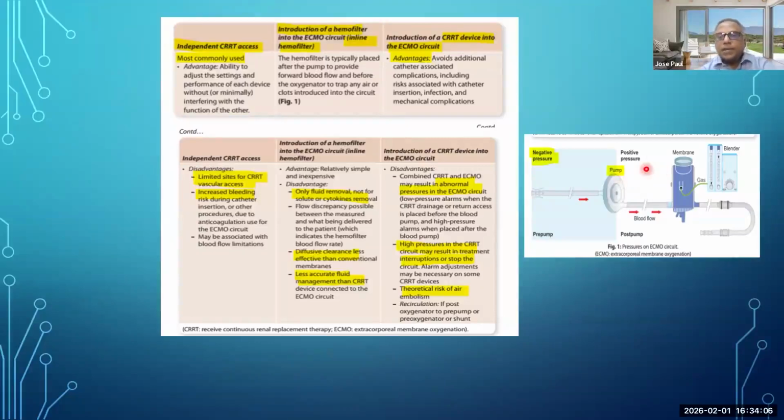Frequent stopping and starting of the CRRT can lead to increased risk of thrombosis, and the CRRT circuit can get thrombosed. And if you connect pre-pump, because it is negative pressure, there is an increased risk of air embolism. If air enters the pre-pump segment of the ECMO circuit, the air can enter the pump, the pump detects air, and it stops. And the whole ECMO circuit can also get thrombosed.